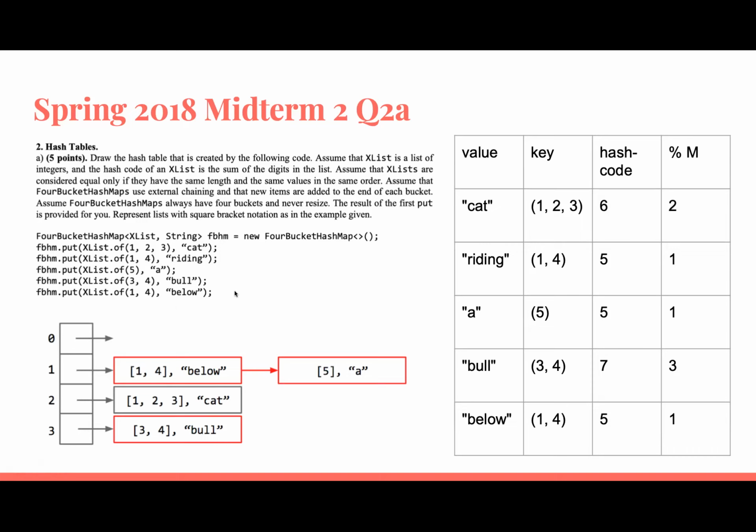So the way that we found the hash code for cat, we notice here that cat is the value, and it has the key with the X list 1, 2, 3. And in the question, it says X list is a list of integers, and the hash code of an X list is the sum of the digits in the list. So we have this X list 1, 2, 3, 1 plus 2 plus 3 equals 6. And so that's how we got the hash code.